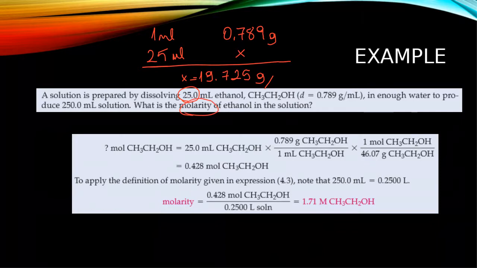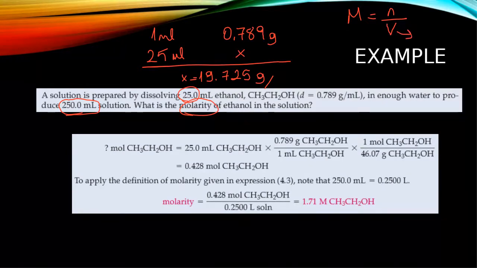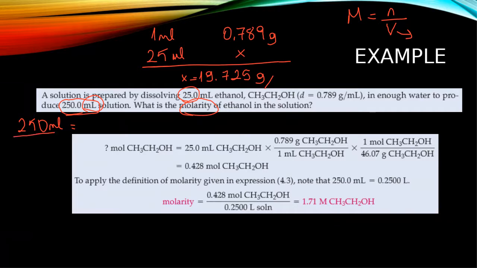What is the molarity of ethanol in the solution? Molarity has moles and volume. We have the volume, 250 milliliters. This is in milliliters, so you have to convert it to liters by dividing by 1000. This is 0.25 liters. You don't know the moles, but you can find the moles from the grams.